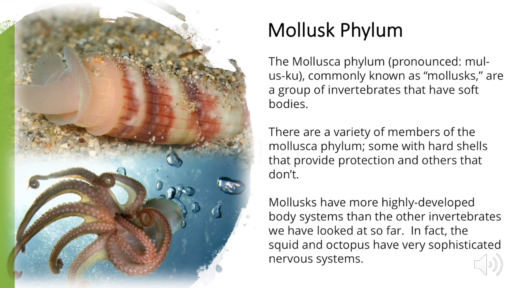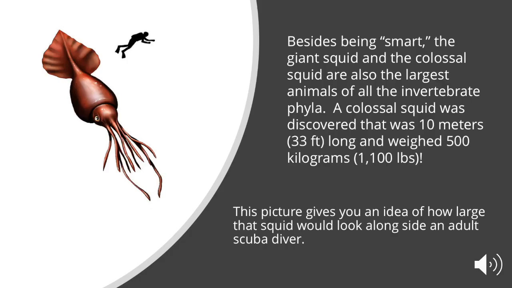Mollusks have more highly developed body systems than the other invertebrates that we've studied so far. In fact, the squid and octopus have very sophisticated nervous systems. Oh, you know what? I think I just said that was a squid when in fact it is an octopus. So my apologies there. I need to brush up on my invertebrates a little bit better.